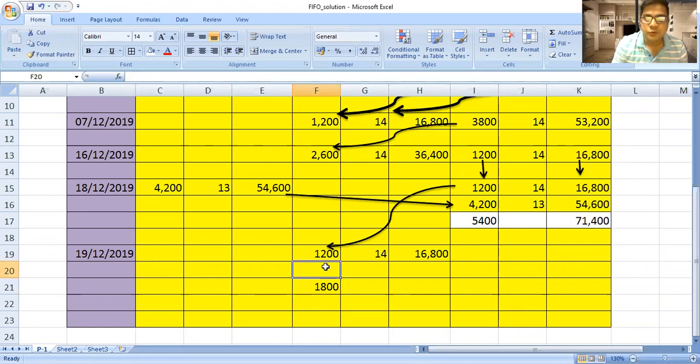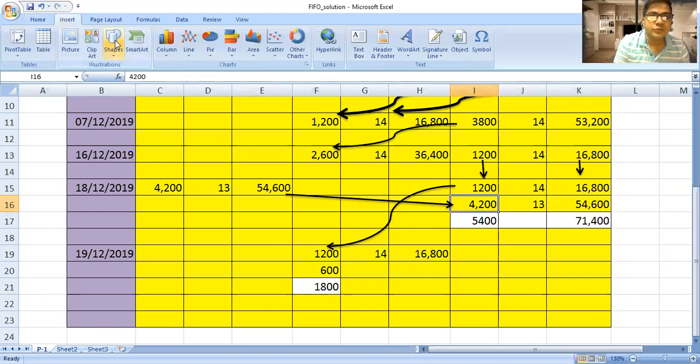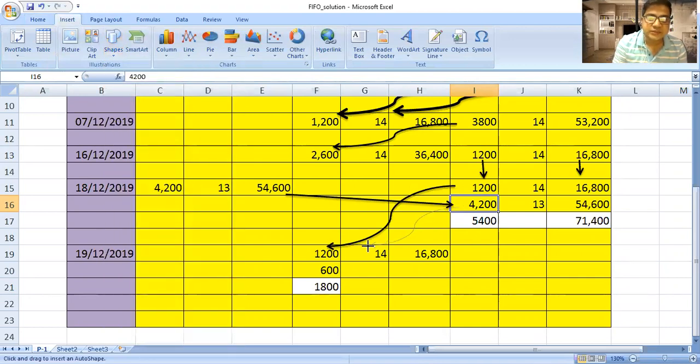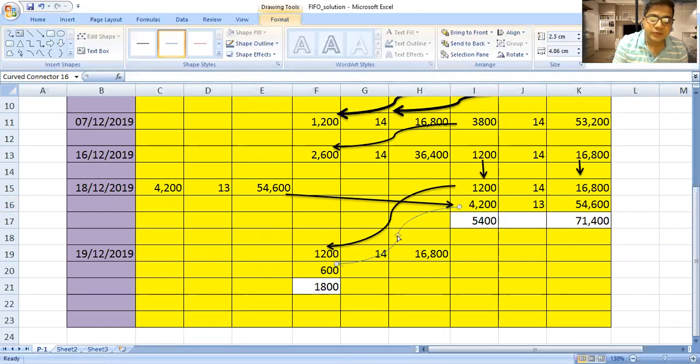Now friends, we want to sell 1,800 on 19 December, and we have only 1,200 at the rate of 14. Still we want to sell how many units? 600, because the total we want to sell is 1,800. So 600 units we have to take from which rate? The 14 rupees rate we have already sold. Now we have the 13 rupees rate units, which are 4,200. From this 4,200 we will use 600 units.